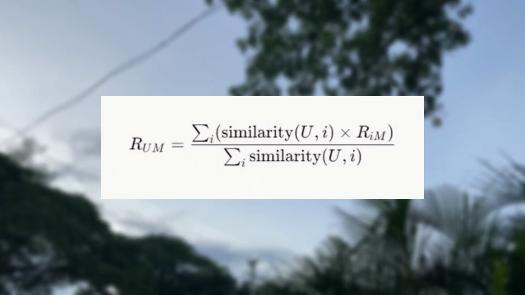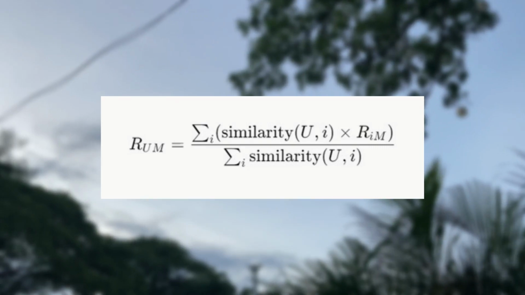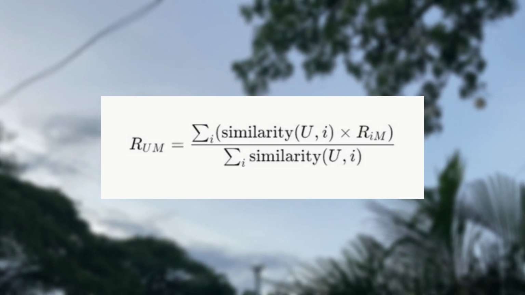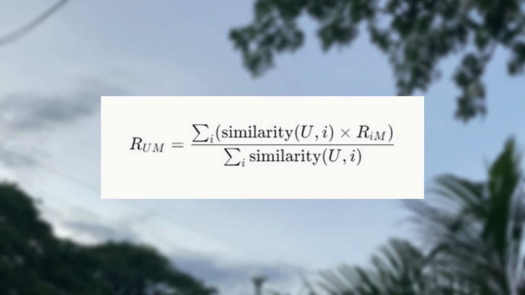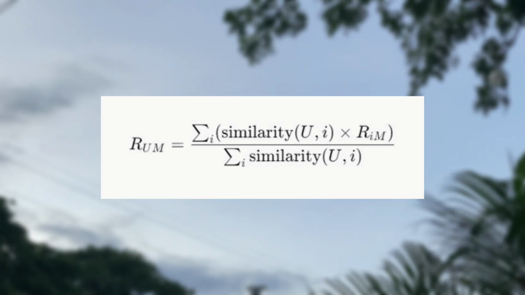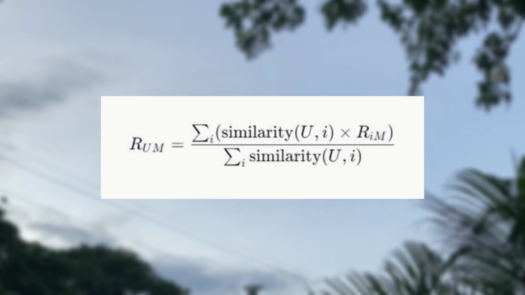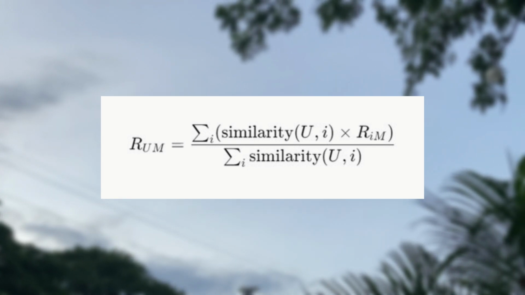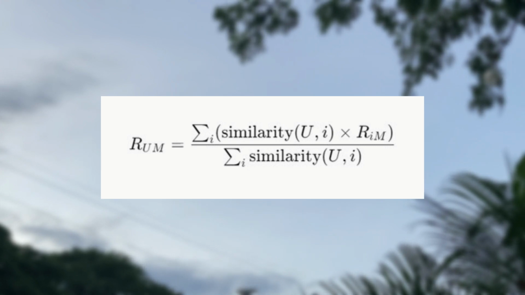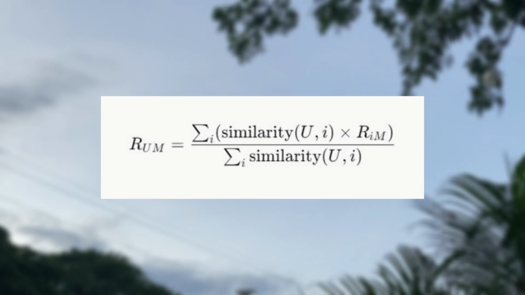This formula contains 3 variables. First, I represents each of the neighboring users. Similarity UI represents the similarity product of target user U and neighboring user I. And RIM is the movie rating given by user I to a certain movie M. Its numerator portion solves for the total of the product of the similarity scores and ratings, and for the denominator, the total of the similarity scores.